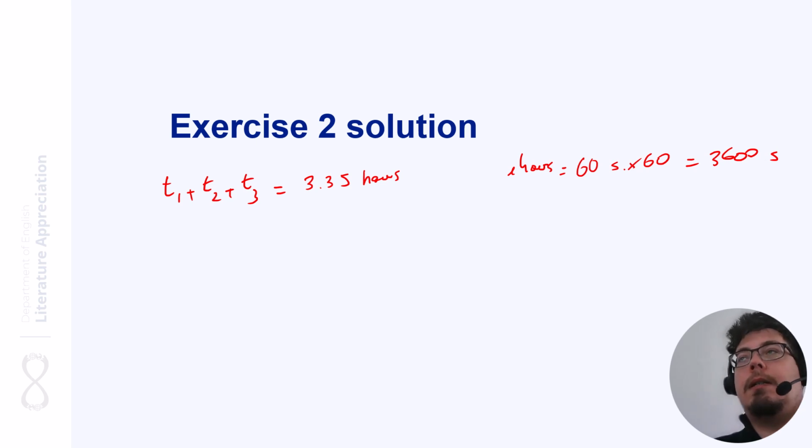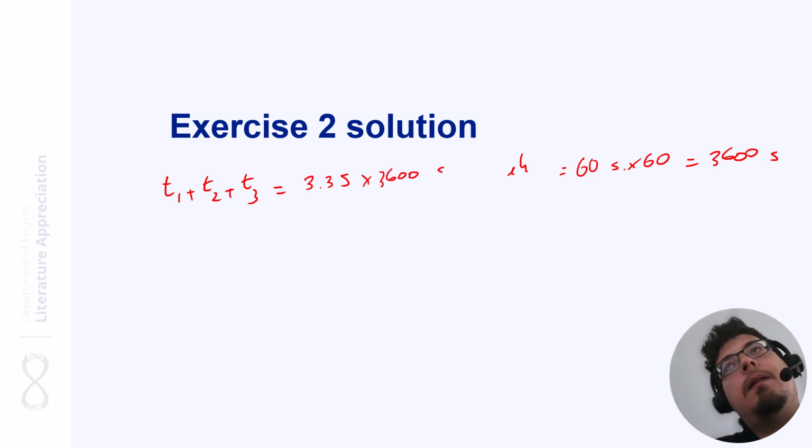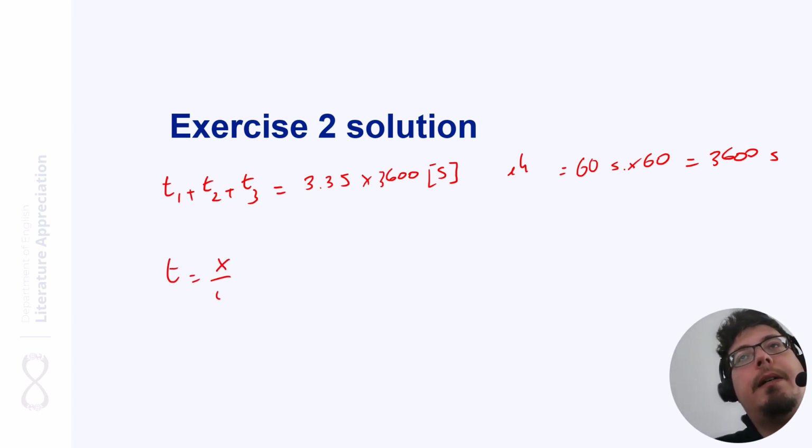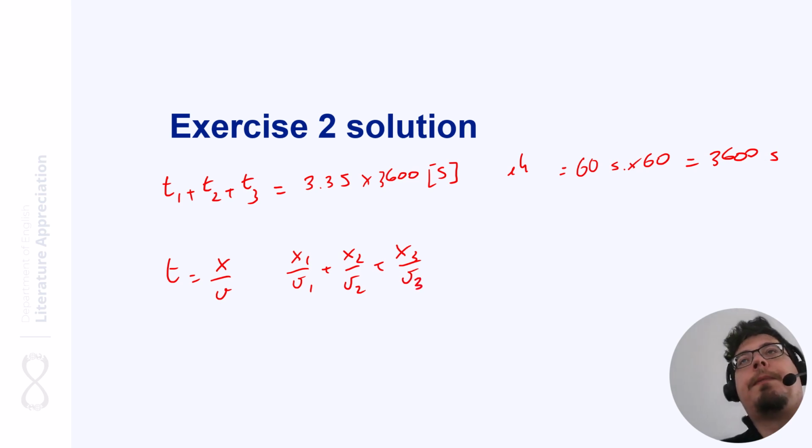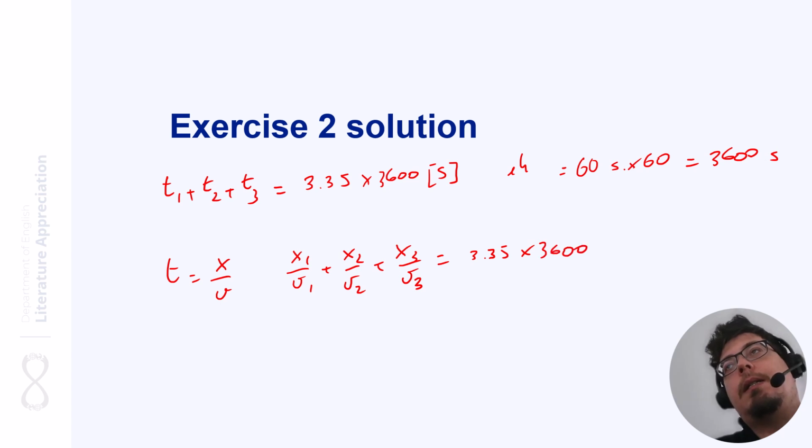1 hour is 3600 seconds. So we convert this in seconds, times 3600 seconds. But then we know again that t is equal to x divided by v. And then we have therefore that t1 is x1 divided by v1 plus x2 divided by v2 plus x3 divided by v3. And this is equal to 3.35 times 3600 seconds. Of course, x1, x2, and x3 are 3 variables.